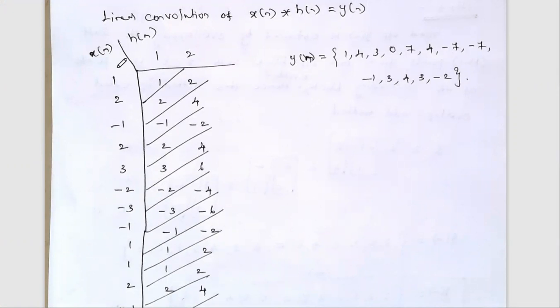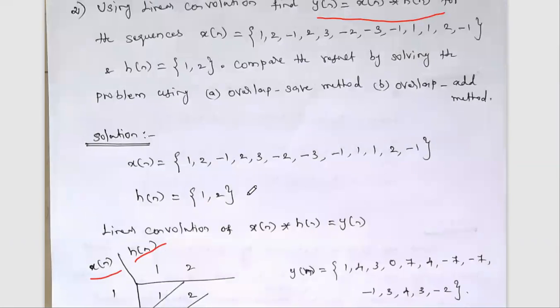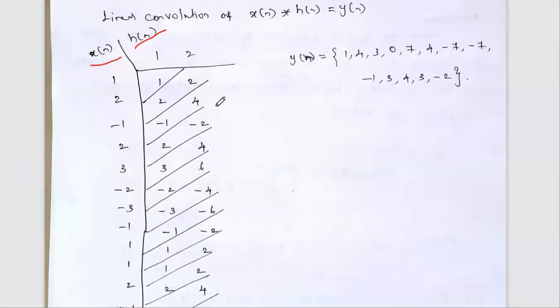You draw a table: on one side you write the x of n values, on the other side the h of n values. Here x of n is 1, 2, minus 1, 2, 3, minus 2, and so on. The h of n has only 2 values, 1 comma 2. Then you multiply each element of x of n with each element of h of n. So 1 multiplied with 1 is 1, 1 multiplied with 2 is 2. Similarly, 2 multiplied with 1 is 2, 2 multiplied with 2 is 4. Similarly, all elements are multiplied with these 2 values.